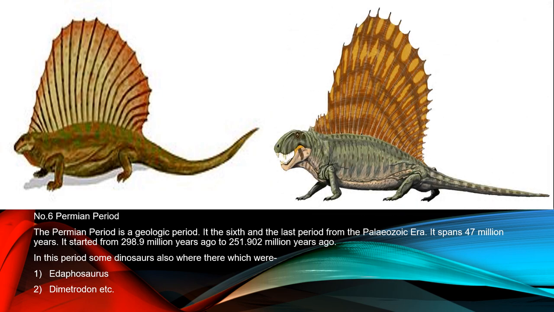As you can see in the picture, they both look similar. But no, they are not actually similar. The Edaphosaurus is a herbivore and the Dimetrodon is a carnivore. Dimetrodon mostly ate Edaphosaurus.